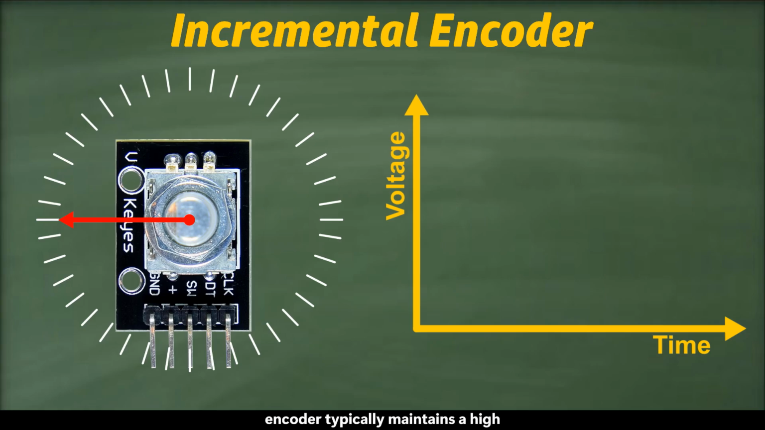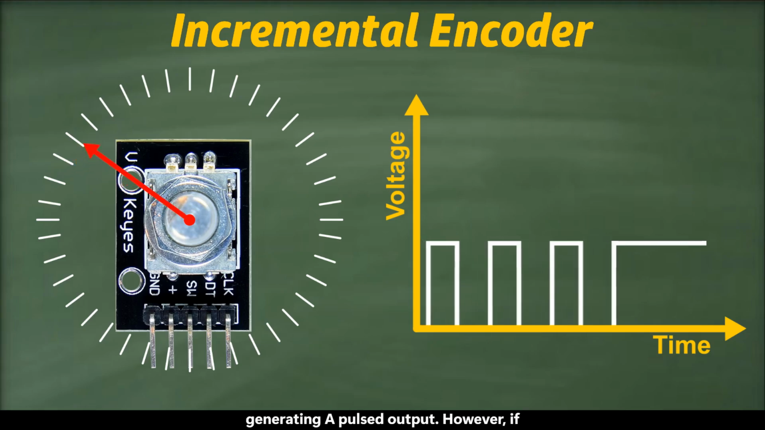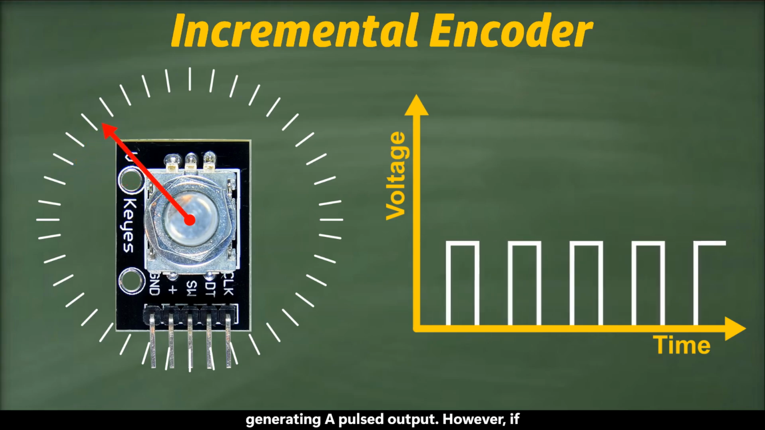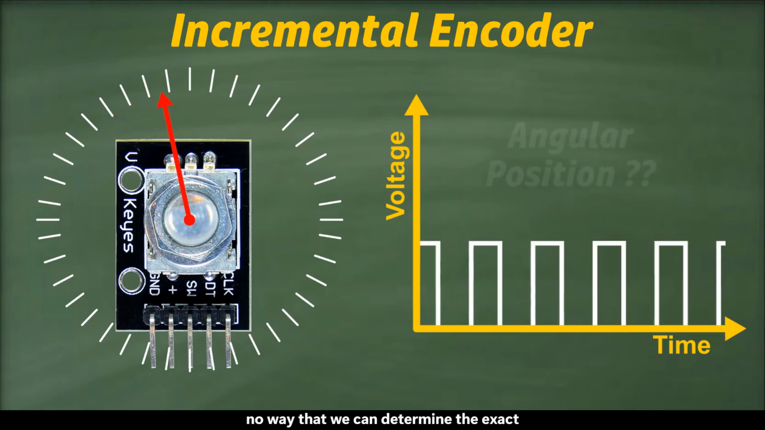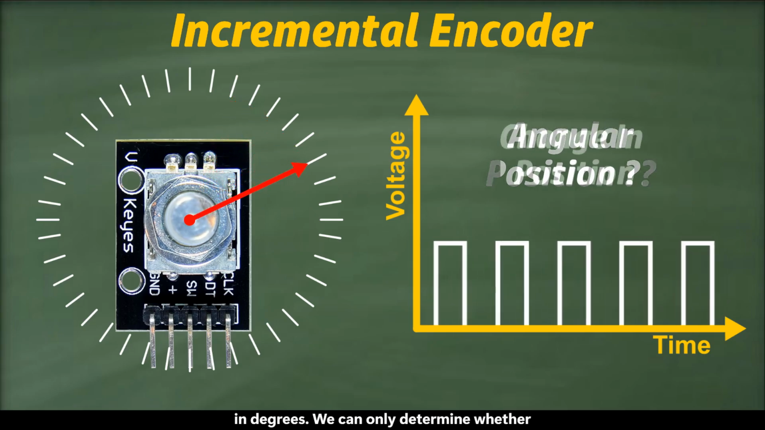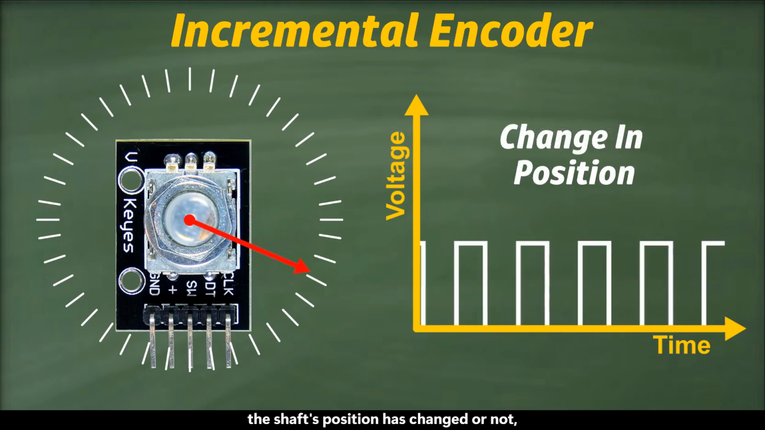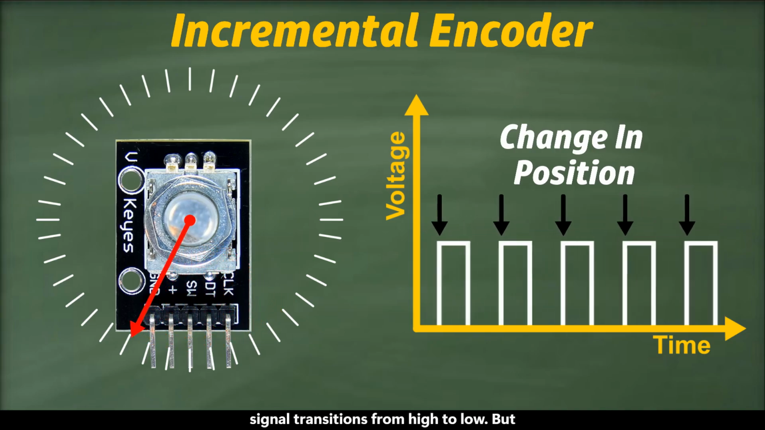An incremental encoder typically maintains a high signal, transitioning to low only at specific positions during rotation, generating a pulsed output. However, if you look at this output, there is no way that we can determine the exact angular position of the encoder's shaft in degrees. We can only determine whether the shaft's position has changed or not. And this change occurs whenever the signal transitions from high to low.